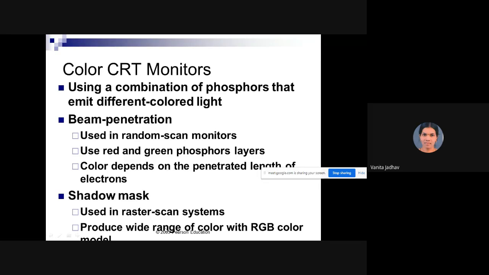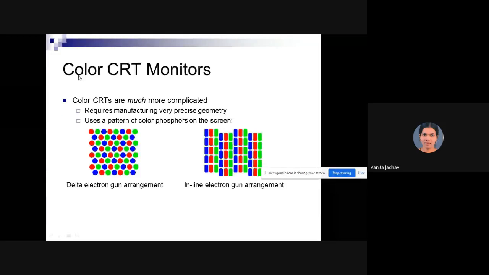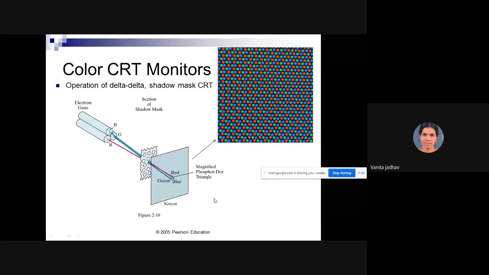To understand this shadow mask, here they have given color CRT monitors. Color CRTs are much more complicated, require manufacturing with very precise geometry, and use a pattern of color phosphors on the screen. So different color phosphors are used on the screen. Either the pixel will be in a circular pattern or in a rectangular pattern. It depends upon the arrangement of the electron guns. Electron guns are arranged in such a way that either a circle will get highlighted on the screen, or a rectangular pattern will get highlighted on the screen. So this is nothing but the shadow mask technique.